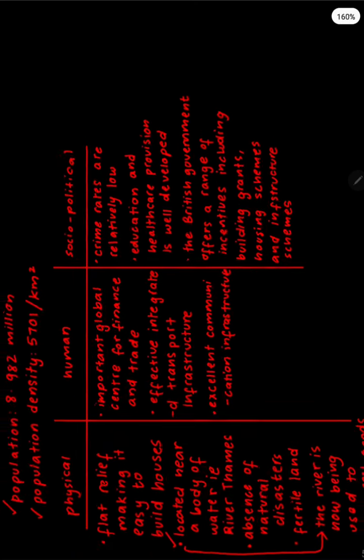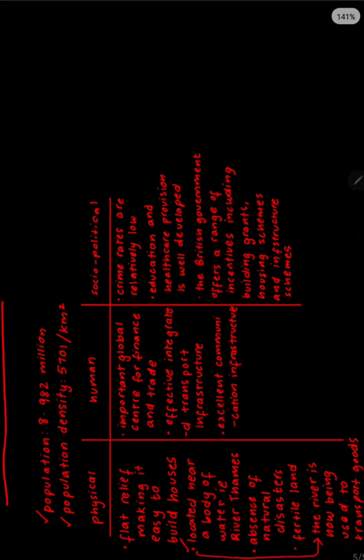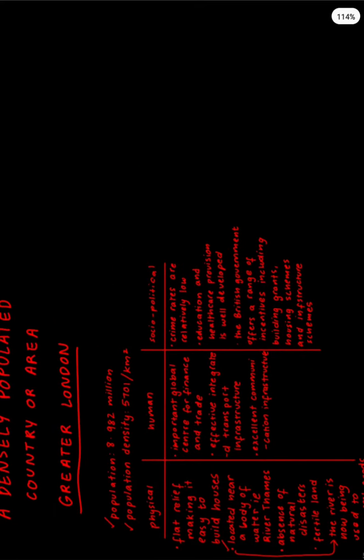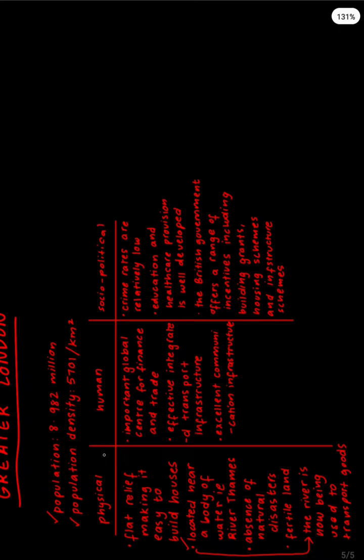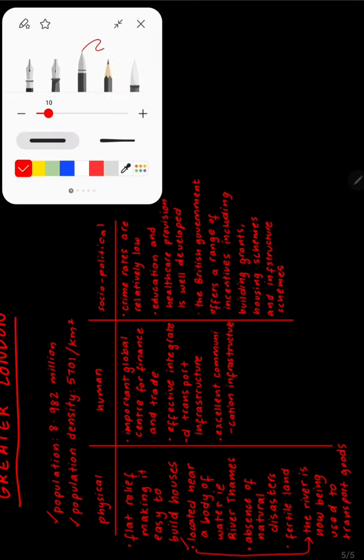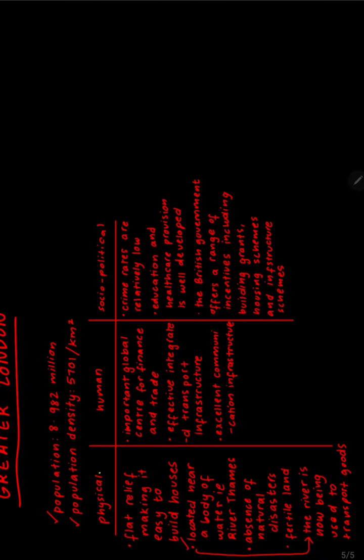So for a place to be densely populated, it's not enough that the place has just good physical factors and human factors. It should have all these three so that the place is densely populated, because even if there's a flat relief and good transport links, if the place is too expensive to stay, then a lot of people might just not consider staying there. So that's why the government offering incentives is one of the main reasons that a lot of people stay there.